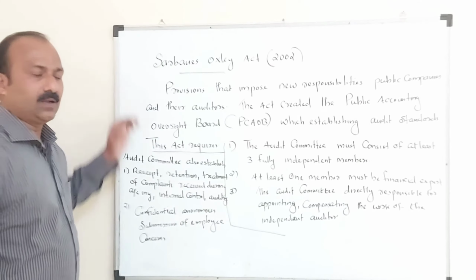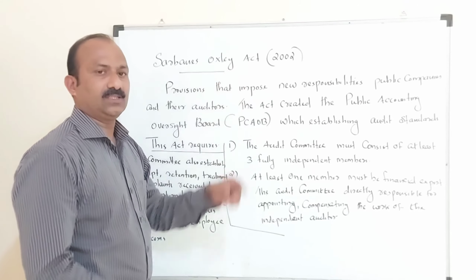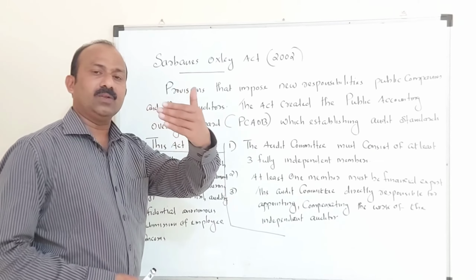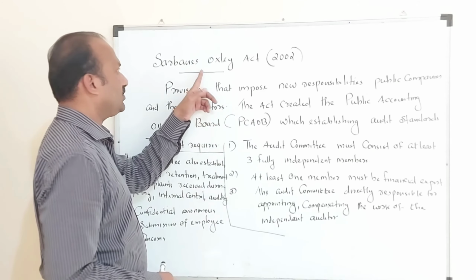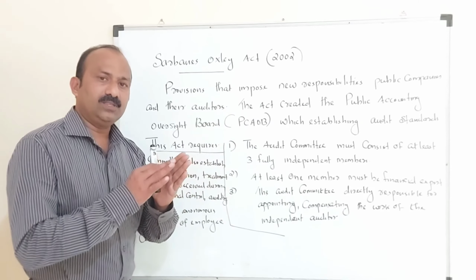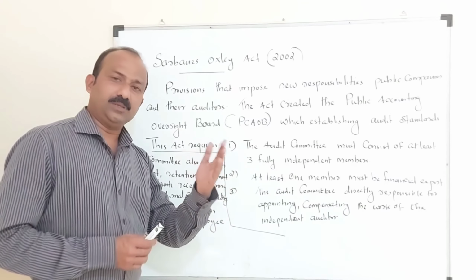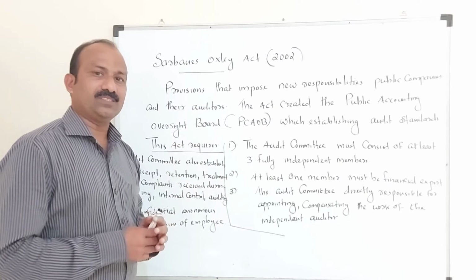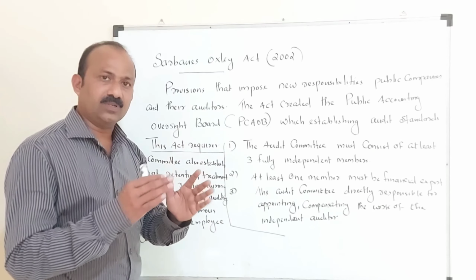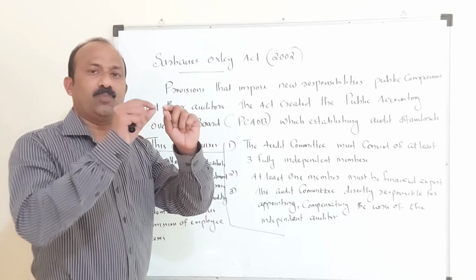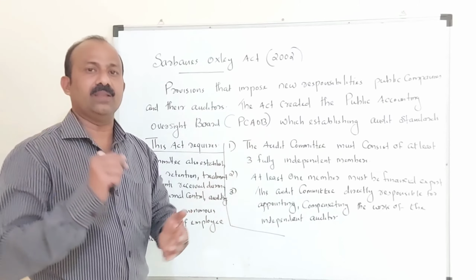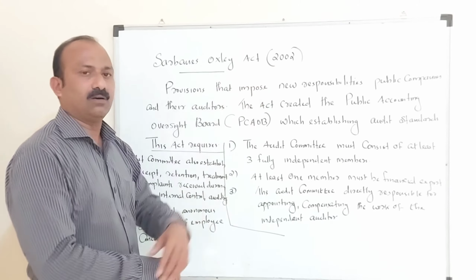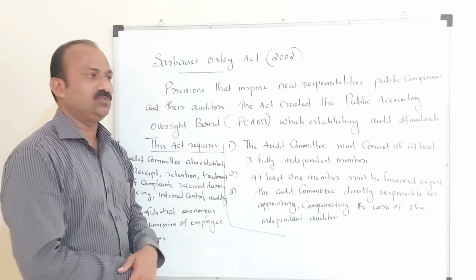Next, the Sarbanes-Oxley Act 2002, another internal controlling step. All these acts, FCPA, COSO, then the Sarbanes-Oxley Act, were developed for designing a proper internal controlling system in an organization. This Sarbanes-Oxley Act was established in the year 2002.